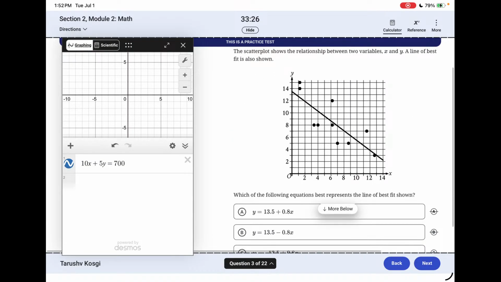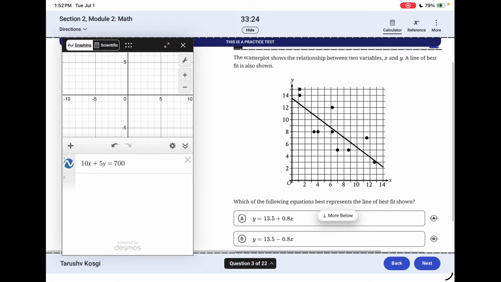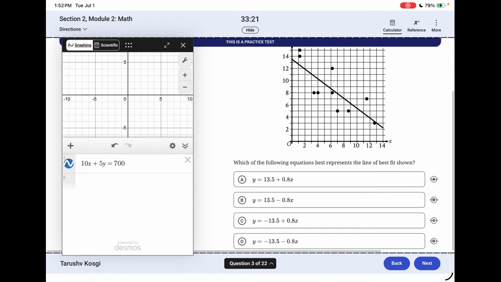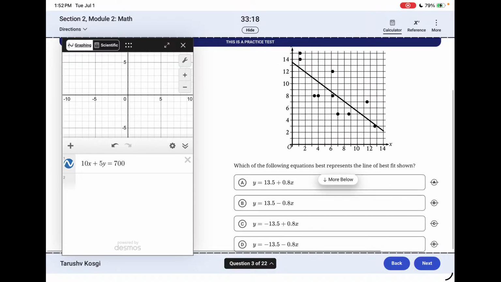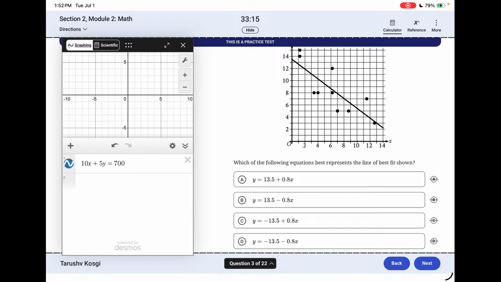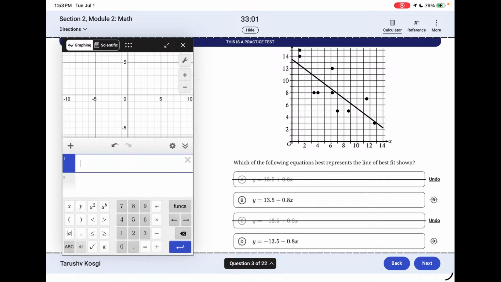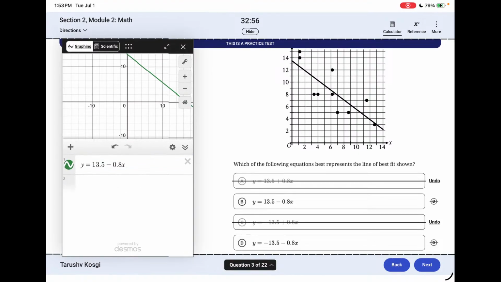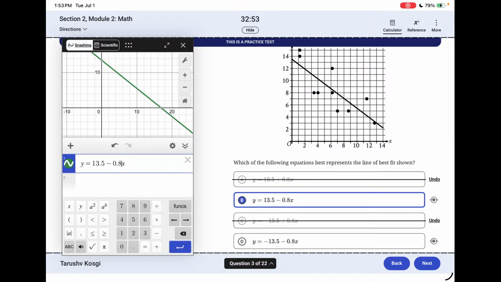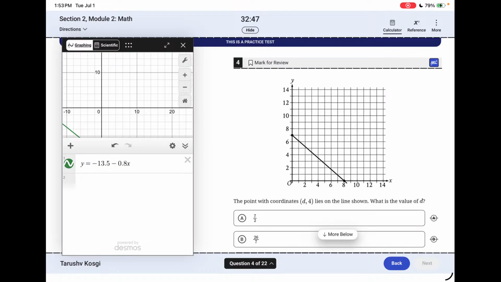A scatter plot shows a relationship between two variables x and y. A line of best fit is also shown. Which of the following represents the line of best fit? So we can see it's going down, so it has to be a negative slope here. So it can't be either of these positive slopes. And then it's above the x-axis. I'm going to try B first. y equals 13.5 minus 0.8x. That looks about right, but just to be sure, let's try this negative version. Yeah, that can't be it, so I'm going to go with this one.